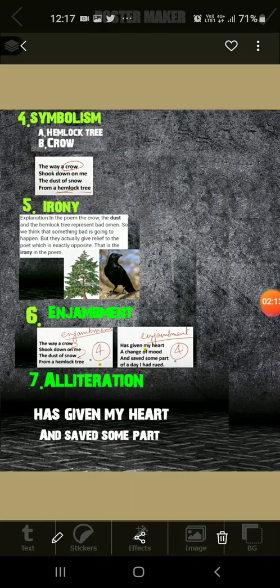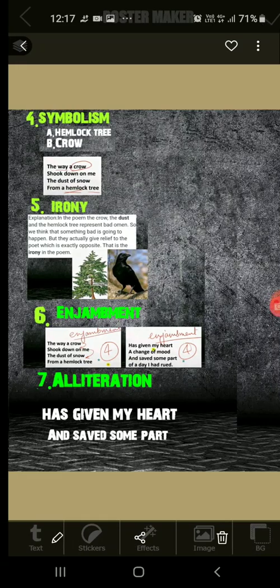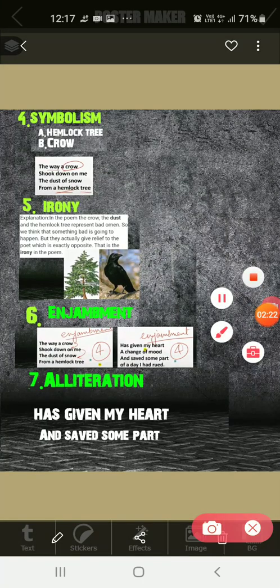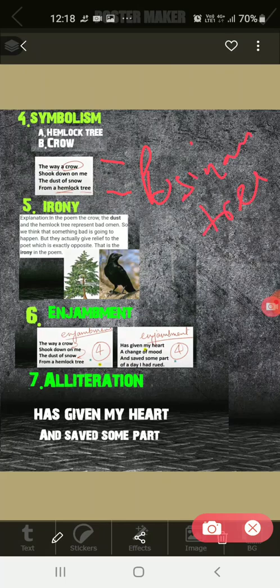Moving towards another poetic device, symbolism. Symbolism has been used in the line "the way a crow," and then again in the next line, "from a hemlock tree." Here both crow and hemlock tree are symbols of sadness and darkness and a bad omen. And let's not forget, students, hemlock tree is a poisonous tree.